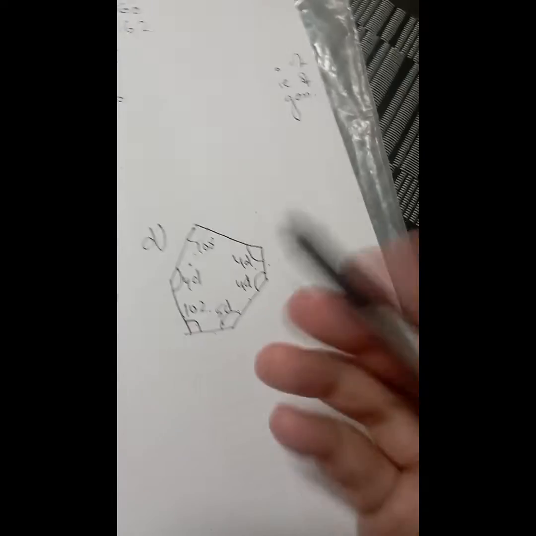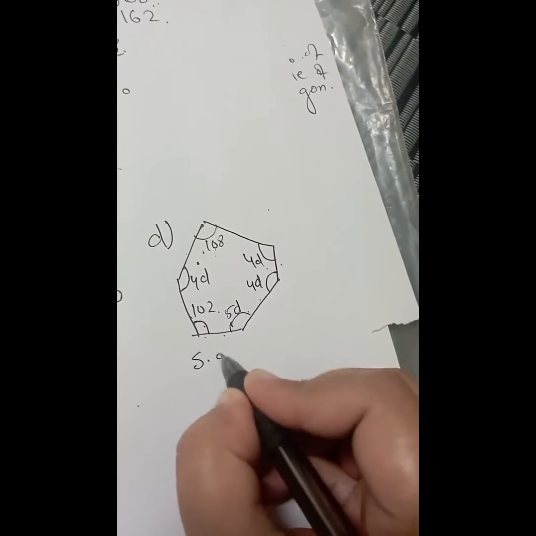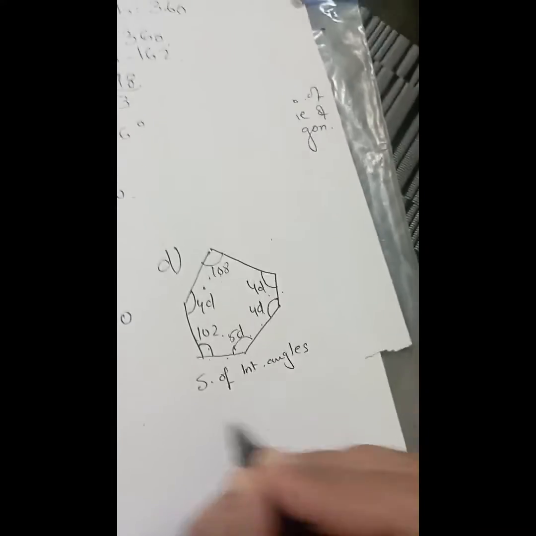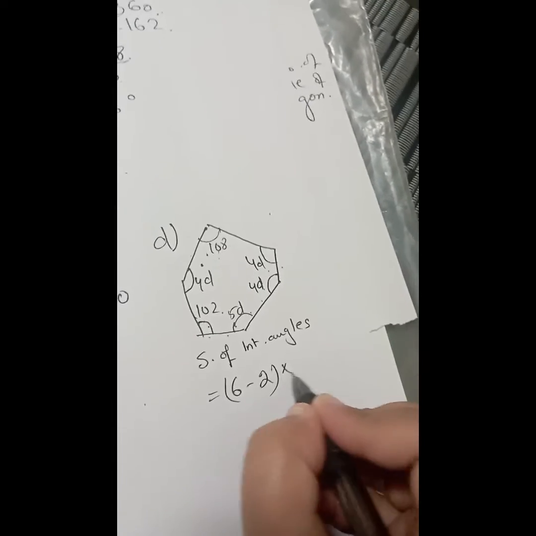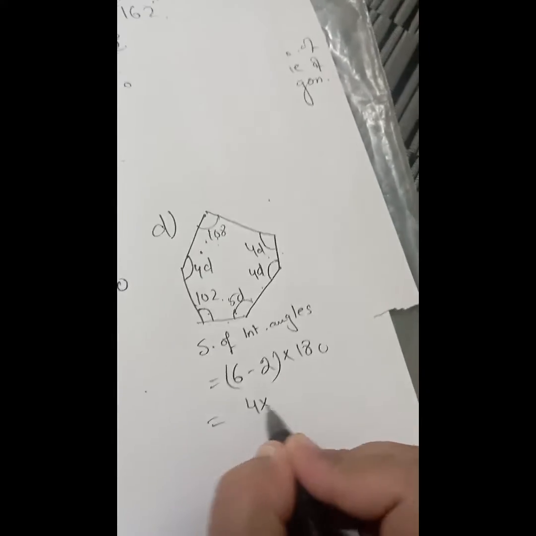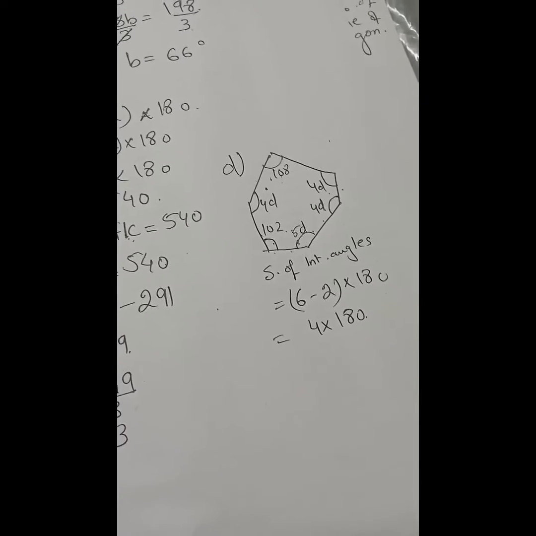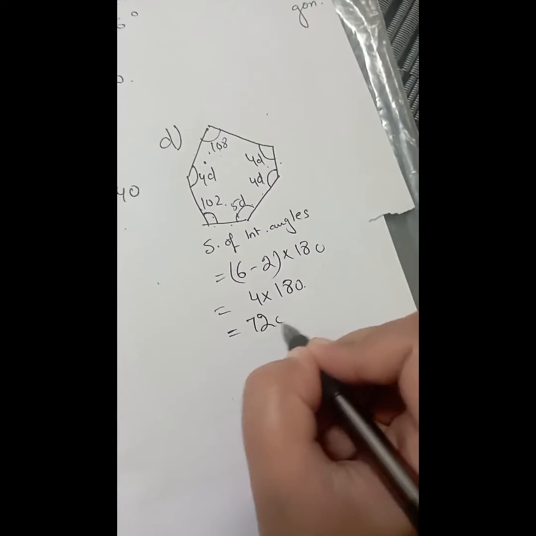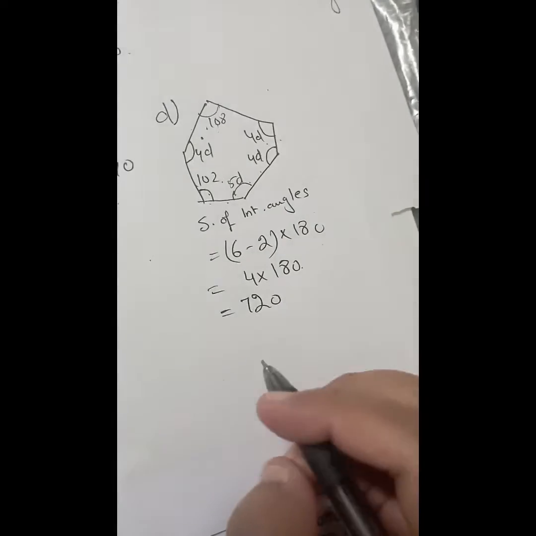So what is the first step? Yes, you got it right. First, we need to calculate the sum of the interior angles of this shape. Let's count the sides of the shape: 1, 2, 3, 4, 5, 6. So it's a hexagon. Hexagon means that the sum of interior angles is equal to 6 minus 2 times 180. So first we calculate 4 times 180, which is 720. Okay, now we're going to add all of them.